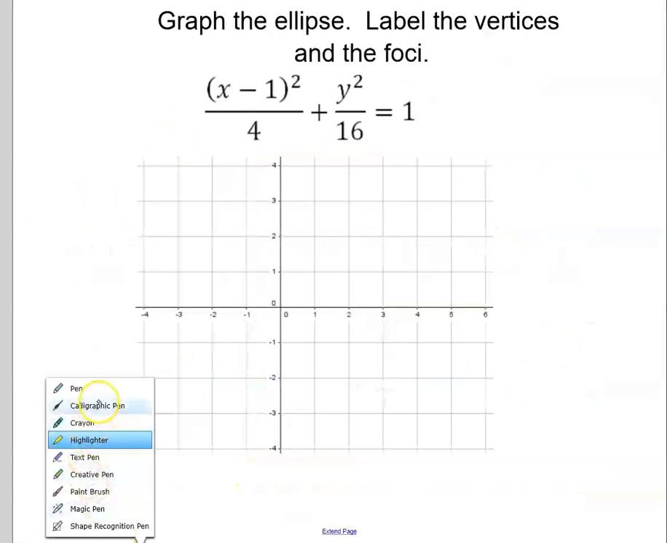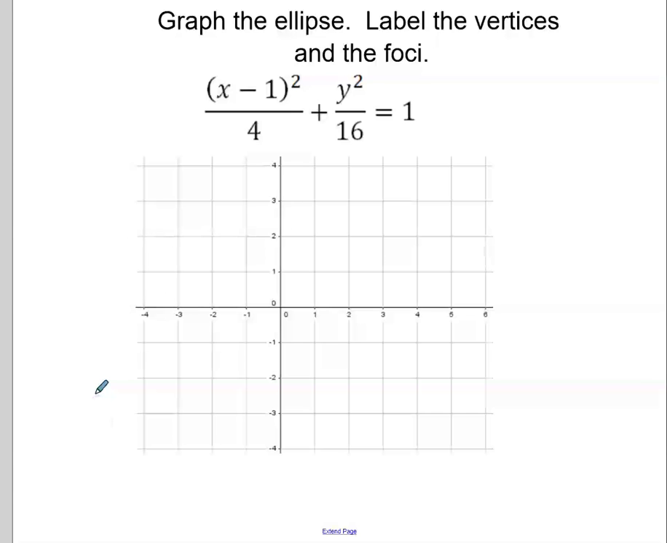All right, first thing we do is we find the center. So our center is, we look for the number with the x, and we have to switch the sign, so it's going to be positive 1. And then the number with the y, now because there is no number here, it's 0. So I start with the point 1 comma 0. And then I look, under the x is 4, which is 2 squared. So that's under the x, so that's left and right. So I'm going to go 2 to the left, 2 to the right.